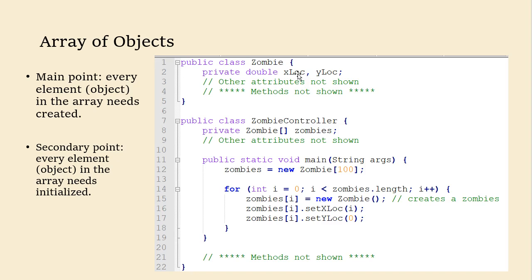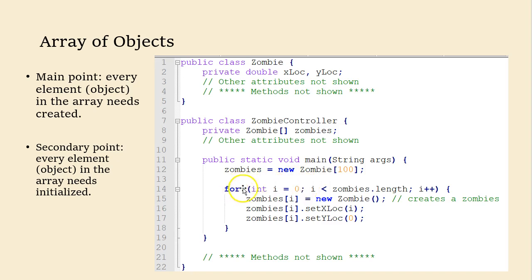And then in order to play the game, I need a bunch of zombies. So my zombie controller class has private zombies, but notice the brackets, it's going to be an array of zombies. And then inside main, I actually make the array. Okay, so now I've got 100 zombies. Not quite. What I've got is an array that's ready to have 100 zombies in it, but I've not yet created a single member of the zombie class. So what do I have to do? If I have an array of objects, I have to go through and create every one of those objects in the array.